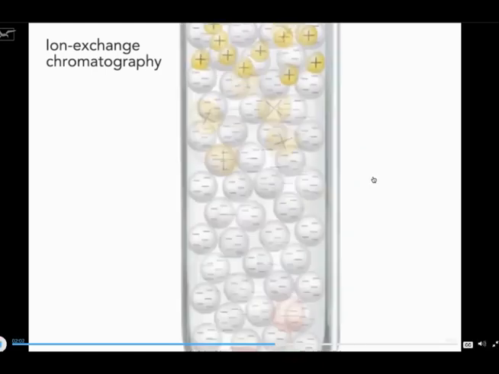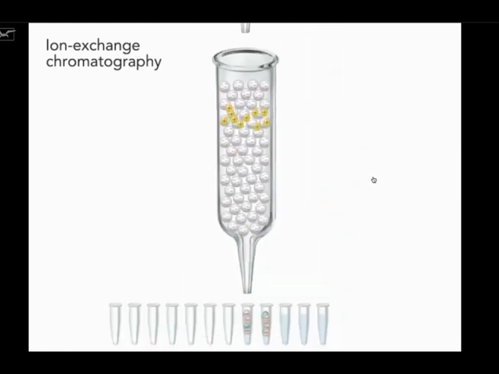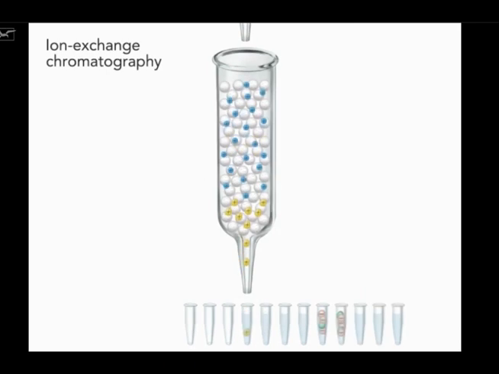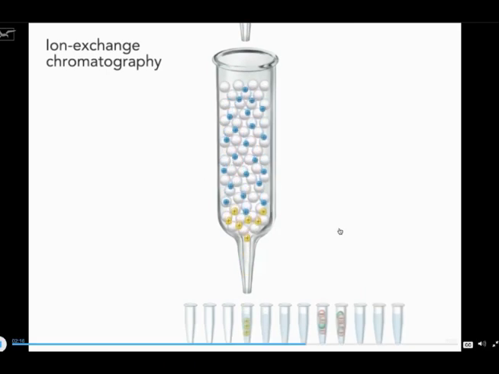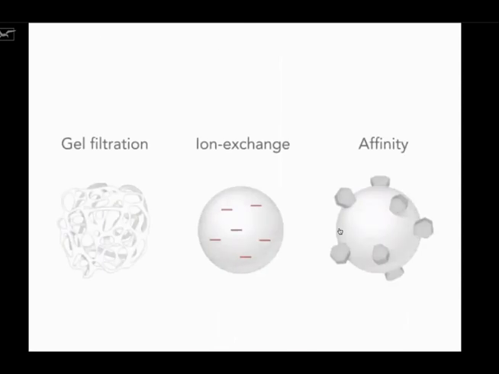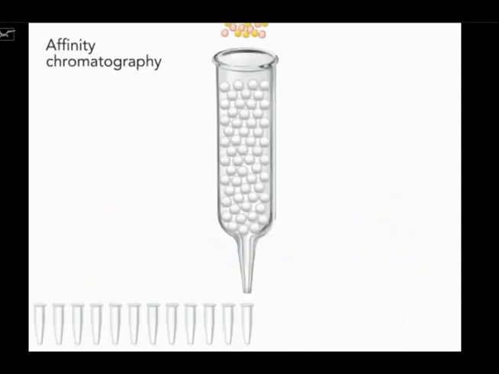After the negatively charged and uncharged proteins have flowed through, an elution buffer with sodium chloride containing positively charged sodium ions is added to the column, displacing the positively charged proteins from the beads and helping to elute them from the column. The third method, affinity chromatography, is more specific than the other two methods.